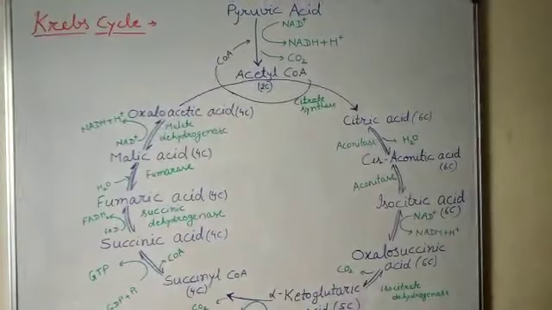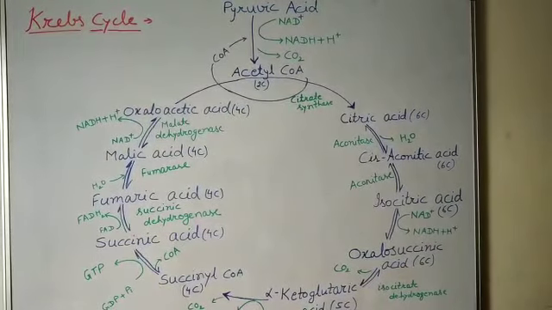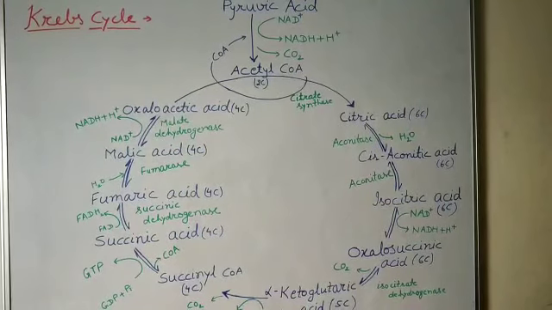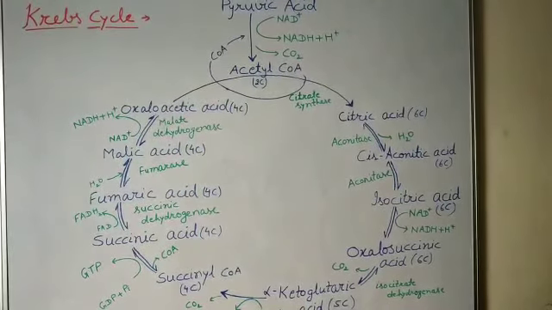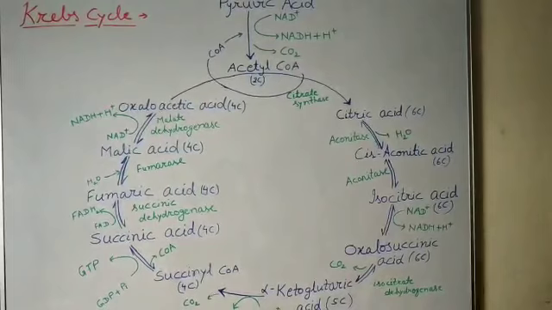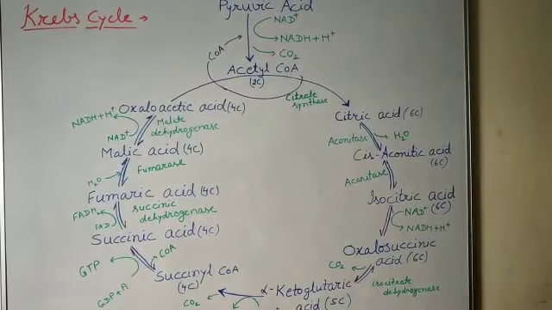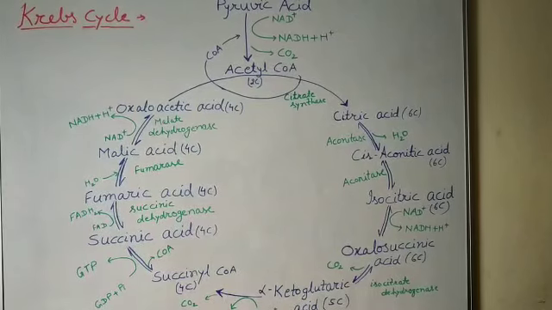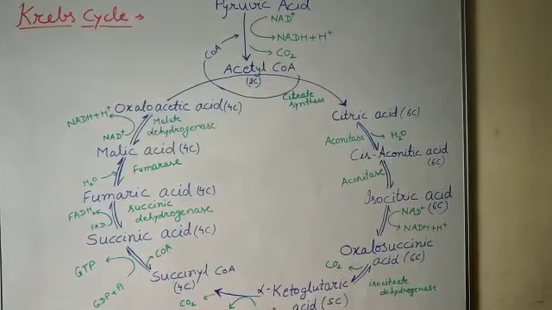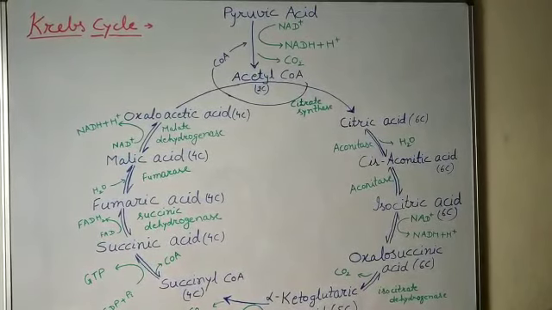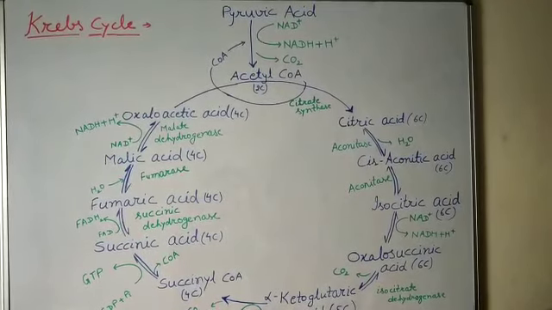Citric acid then undergoes stepwise degradation until oxaloacetic acid is regenerated. Citric acid undergoes dehydration, producing cis-aconitic acid under the catalytic enzyme aconitase. Cis-aconitic acid, by hydration in the presence of the enzyme aconitase, forms isocitric acid.